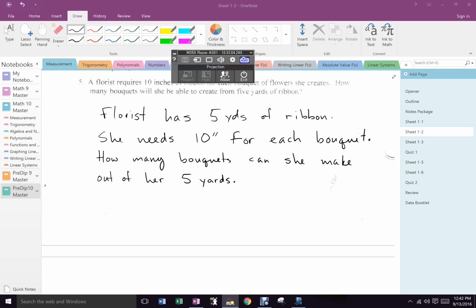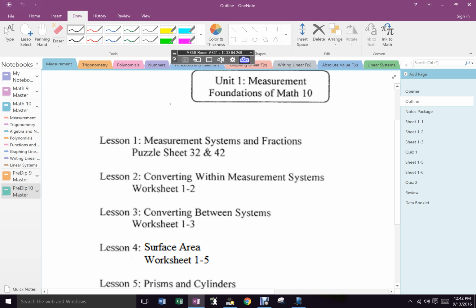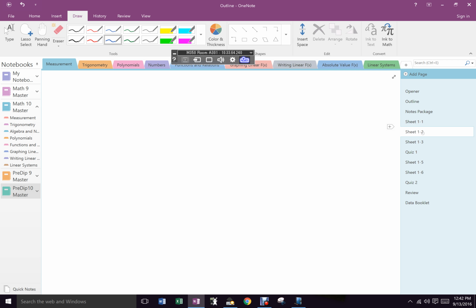On your outline, you should be done this and this by tomorrow. Those are the extra sheets that I handed out to you. Okay? You do not need to do the puzzle sheets because I never gave them to you. Yes, I'm going back to the question right now.